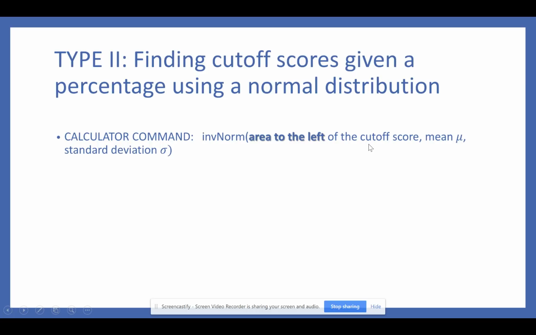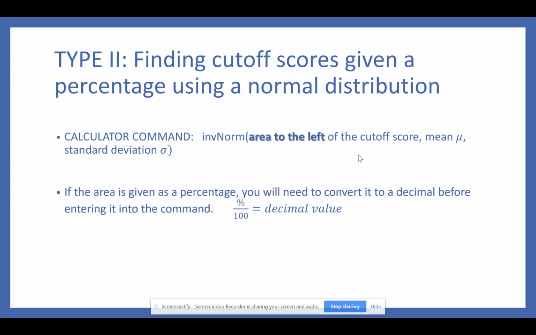That's how the program in the calculator is written, and if you enter the wrong area, you would get the wrong answer. The challenge becomes sometimes in the questions, they give you something other than the area to the left, so you really have to pay attention to the phrasing in the actual problem. The other thing that's important is you have to enter that area to the left as a decimal value. So it's typically given as a percentage, and so you need to convert it to a decimal before entering it into the command. And in case you've forgotten, you take the percentage, divide it by 100, and that's going to give you the decimal value.